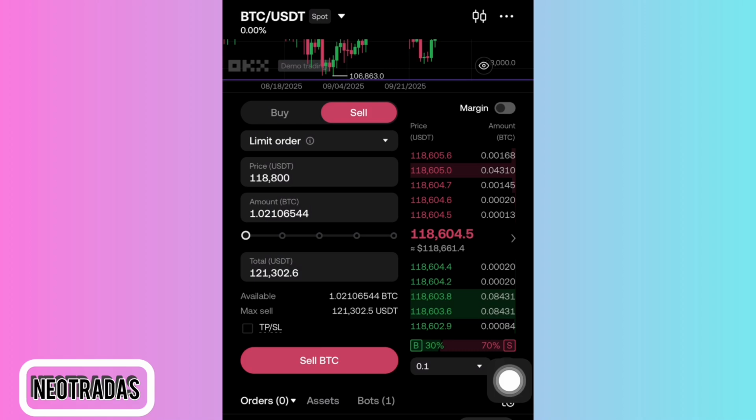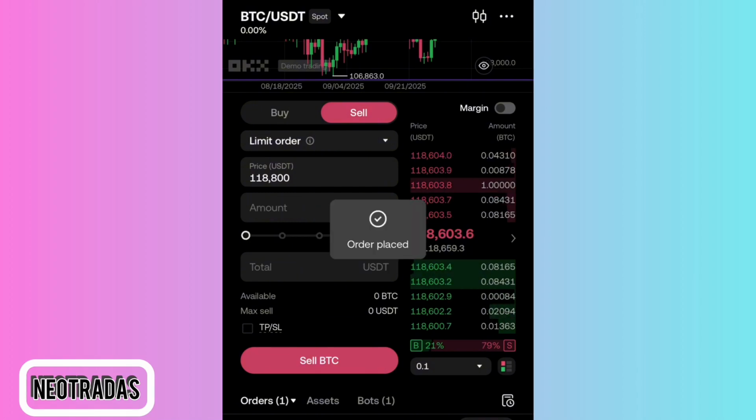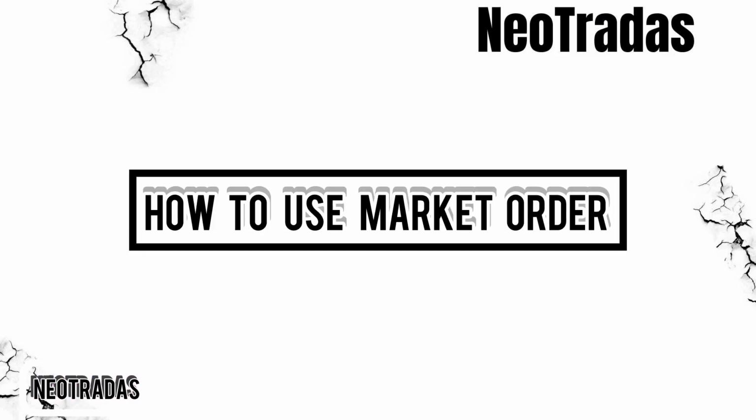Okay, so what we do after we set our price, we choose the amount we want to use, then we tap on sell BTC. We then have to wait for the price to come towards 118,800 for our order to be filled.